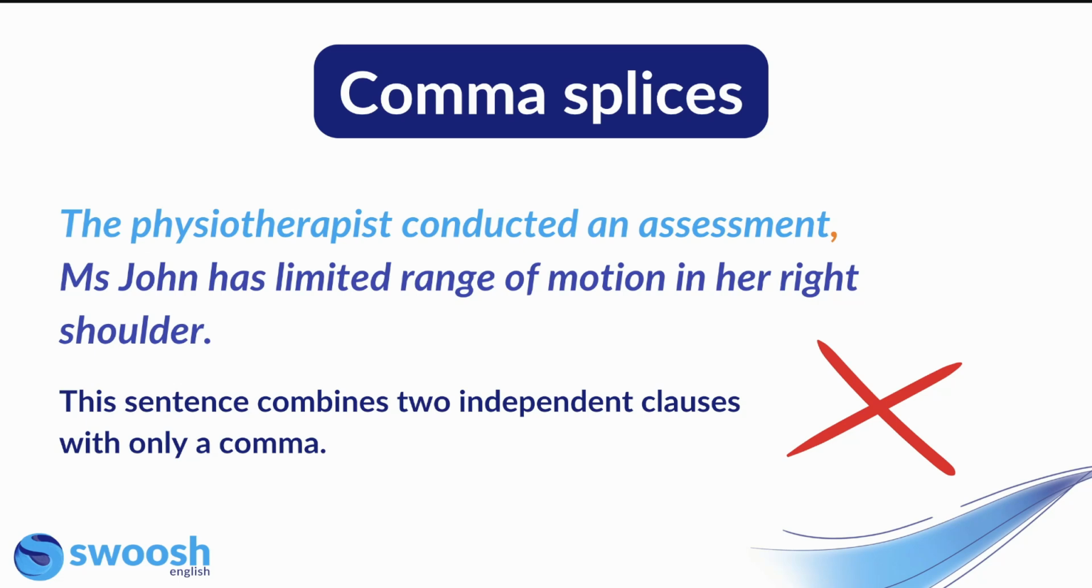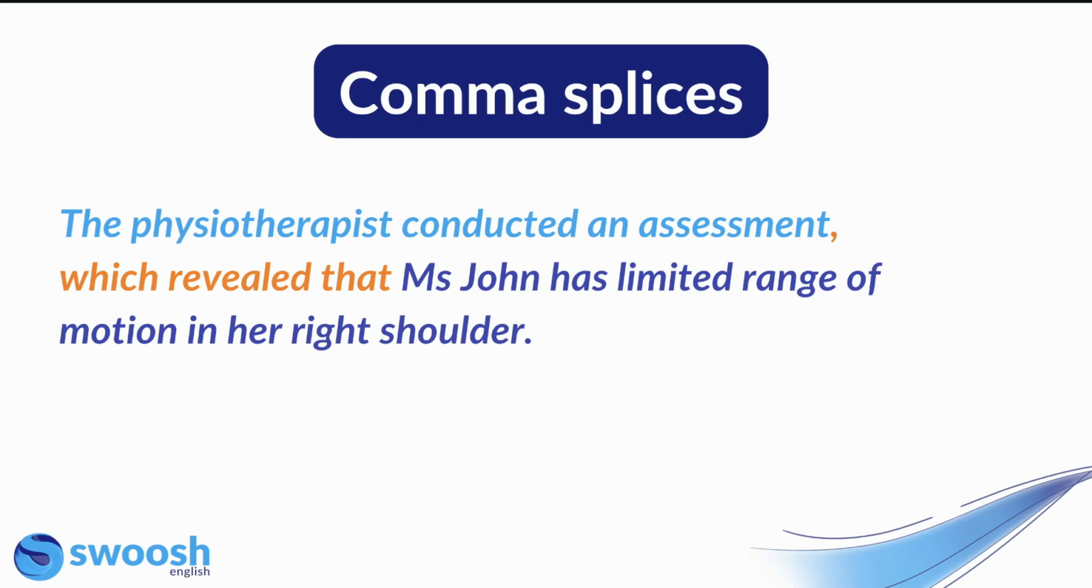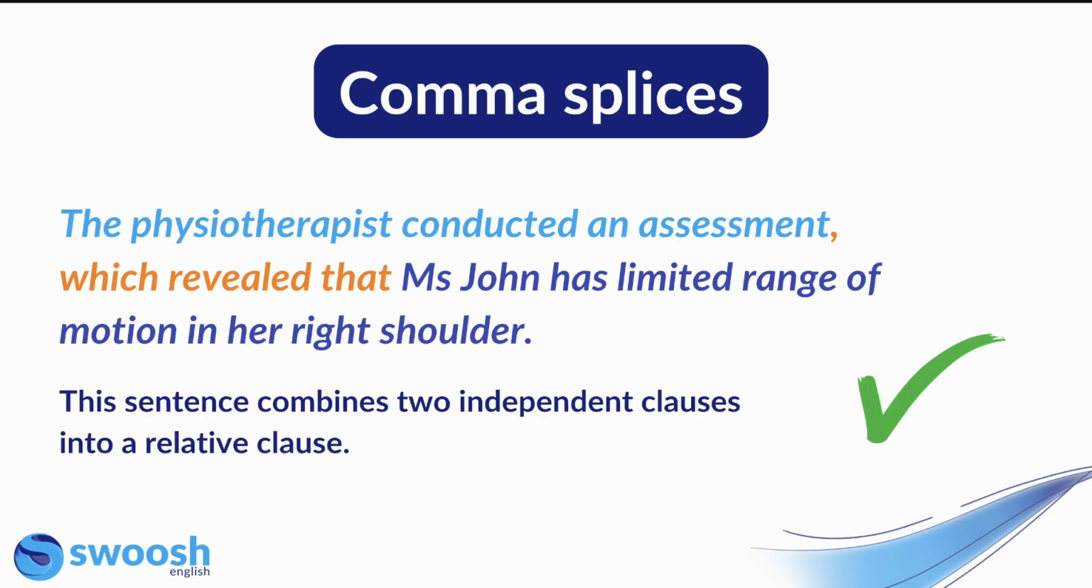So let's take a look at how we can make this sentence correct. The physiotherapist conducted an assessment which revealed that Miss John has limited range of motion in her right shoulder. So this sentence is correct because now those 2 independent clauses have been combined into a relative clause. Now, relative clauses are going to be really useful to you in OET writing, so I really do recommend that you polish up your skills and review how to use relative clauses, as it's really going to help you avoid making that kind of mistake with the comma splice.